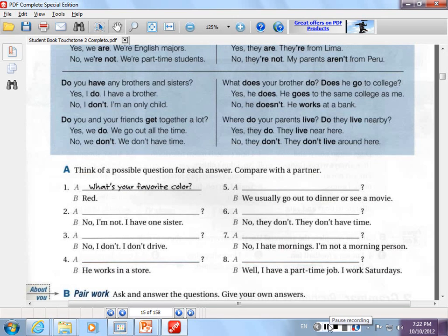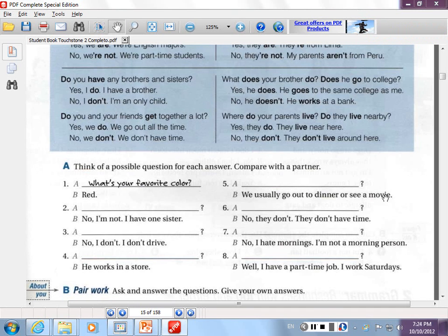Okay, now we can stop. We'll come back. Okay, now we are back and we will check the answers that you have written. Actually, there are questions because we have the answers and we need to write questions for them. As you can see, we still have 7 questions to write, so I'll just show you the possible questions for those answers. Let's read the first answer. No, I am not. I have one sister.